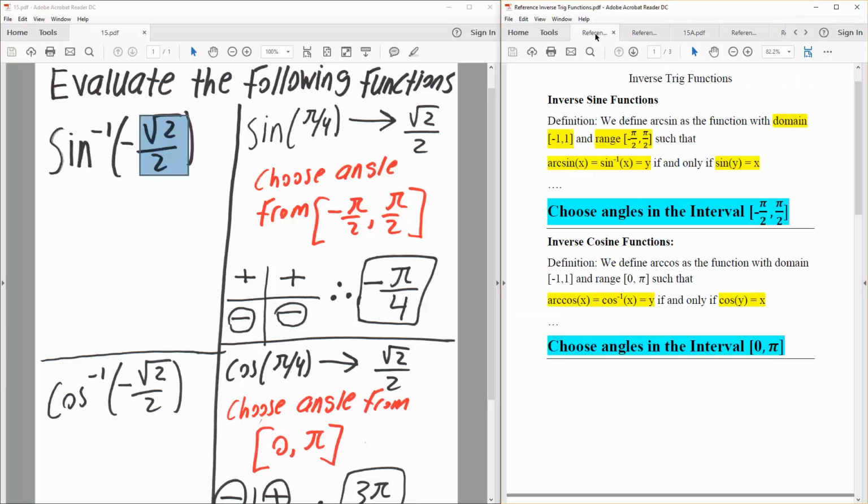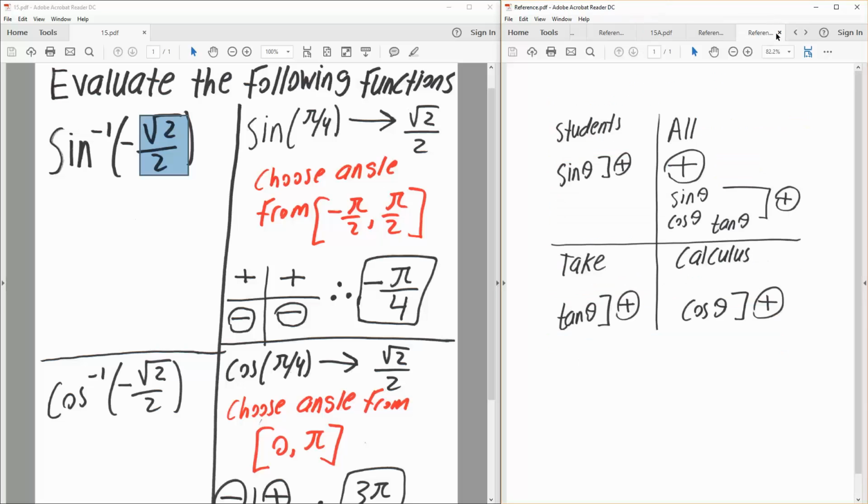The next thing is to look at our inverse trig functions reference table. And so the only angles that we can choose will be from negative pi over 2 to pi over 2. So this is where we're restricted. We could be here or we could be here. And so the last step is, where is negative and where is positive?